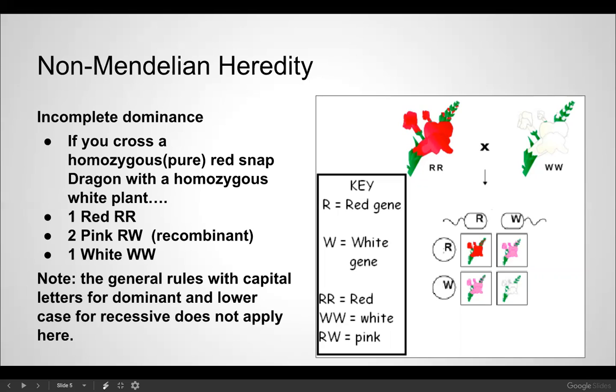So here's a typical incomplete dominant cross, the pure red with the pure white. If you look at the picture, notice that they're both capitalized, so there's really no recessive trait here. Each hybrid plant is crossed, and you wind up having 3 phenotypes, the red, the white, and the pink, which is not typical.